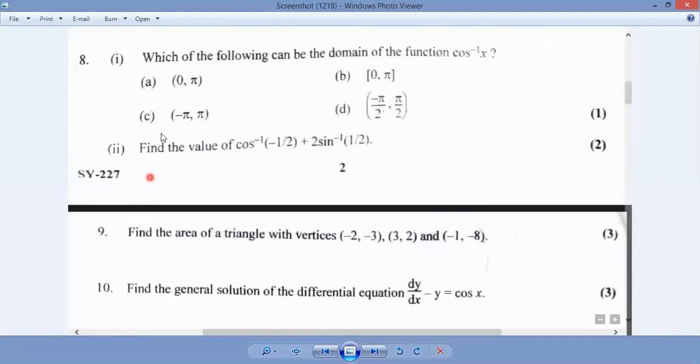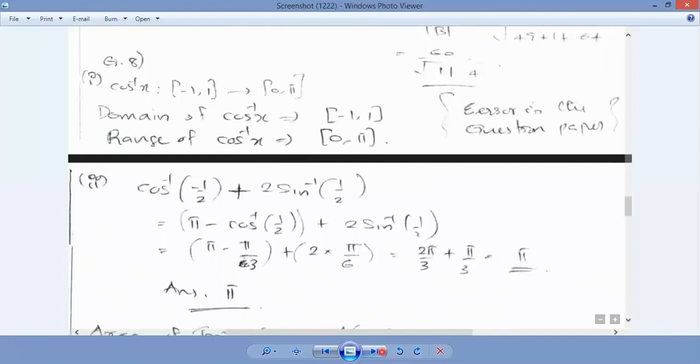Now the second part of the 8th question: find the value of cos inverse(-1/2) + 2 sin inverse(1/2). For sin inverse(1/2), you know the value, it's 30 degrees or pi by 6. Cos inverse(-1/2) is pi minus cos inverse(1/2), and this value you know is pi by 3. Substitute it, you will get the value pi.